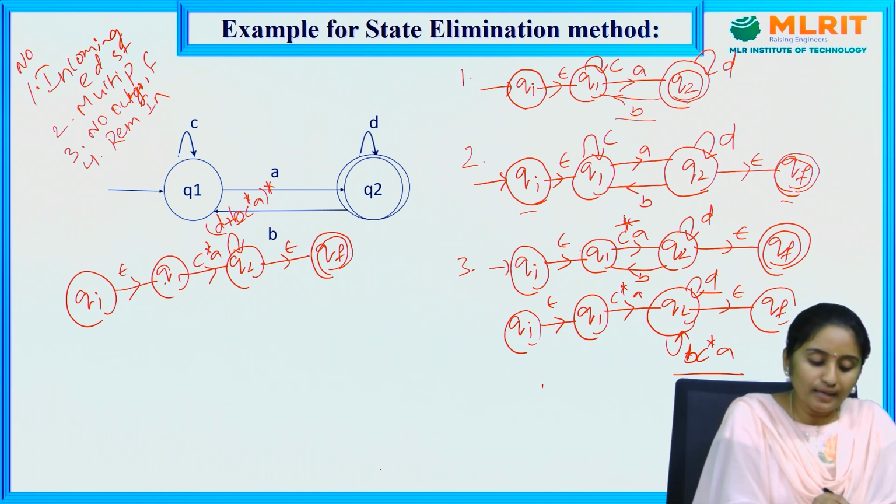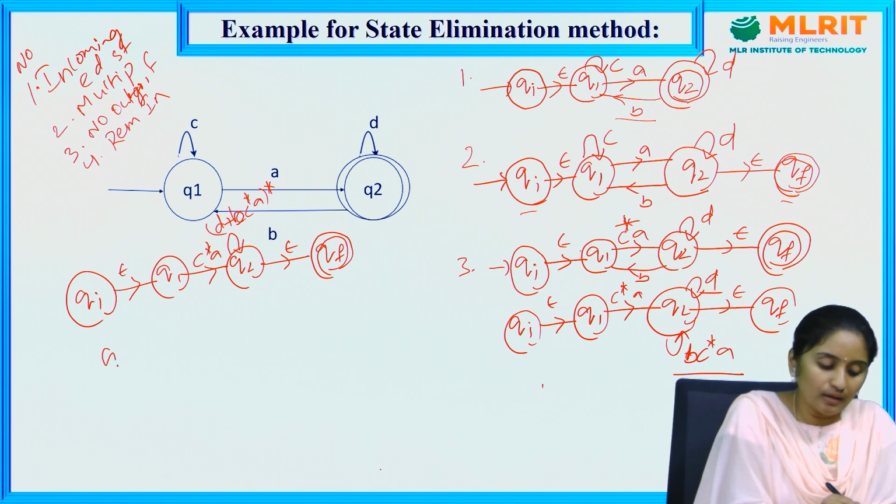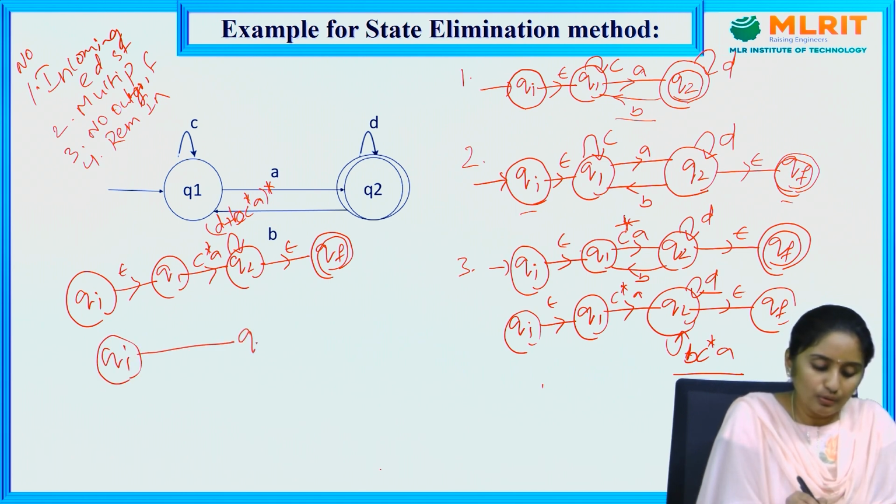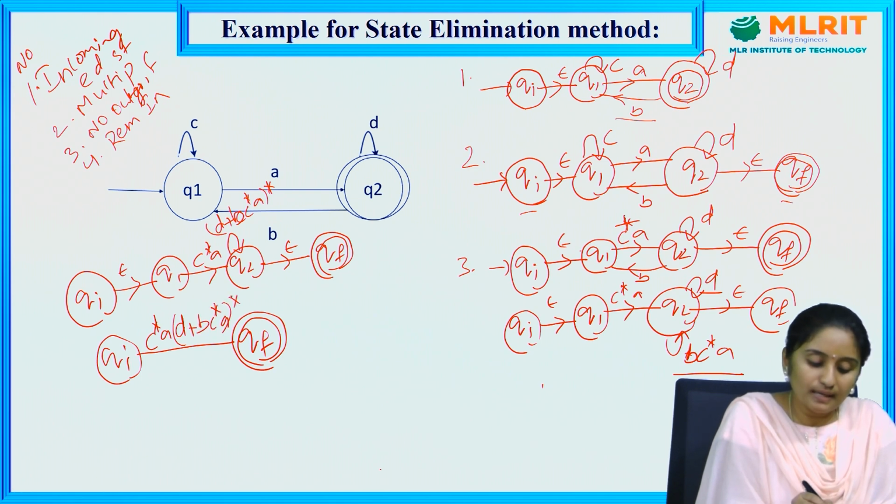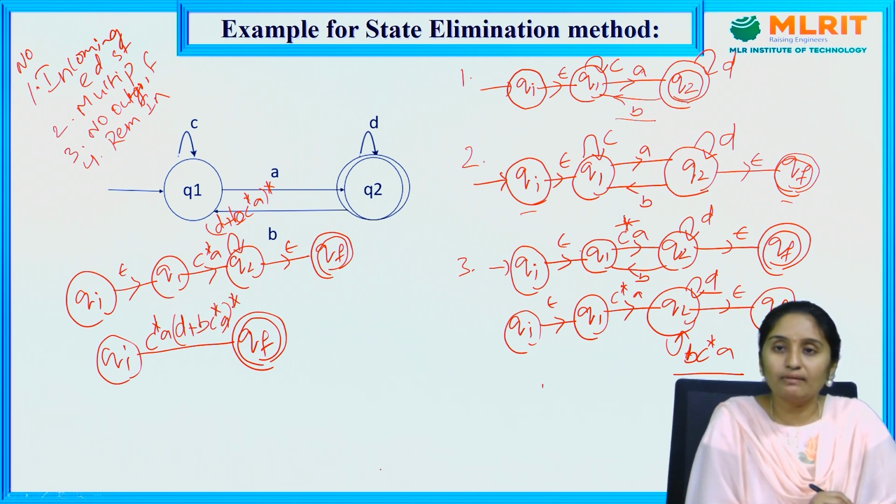So now I can eliminate this one. Then how can I write? Q1 to QF. So what I am going to have is C star A into D plus B C star A whole star. So this is our expression.